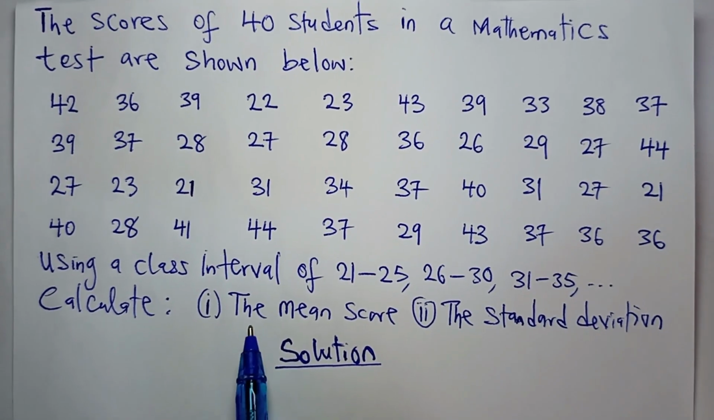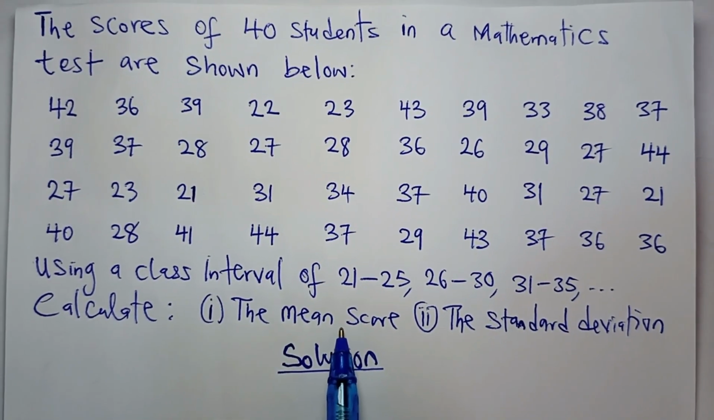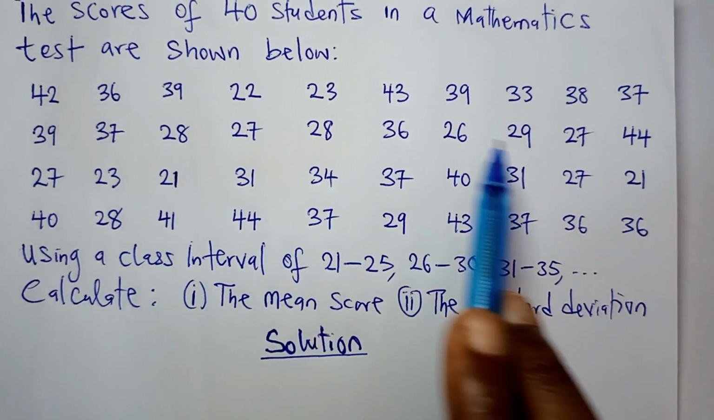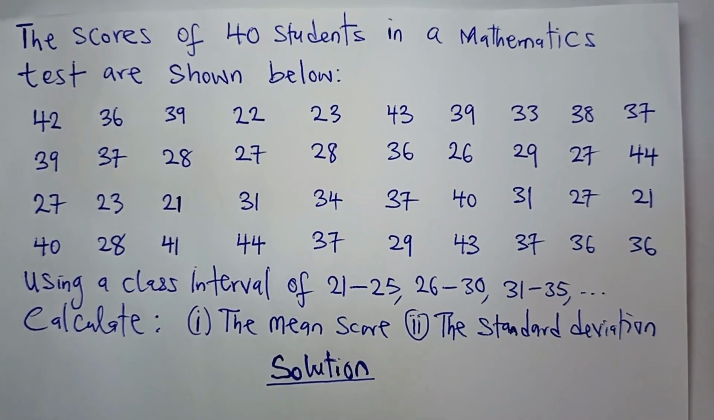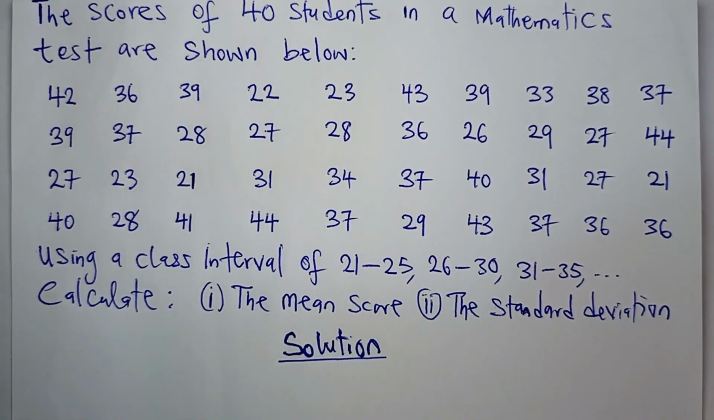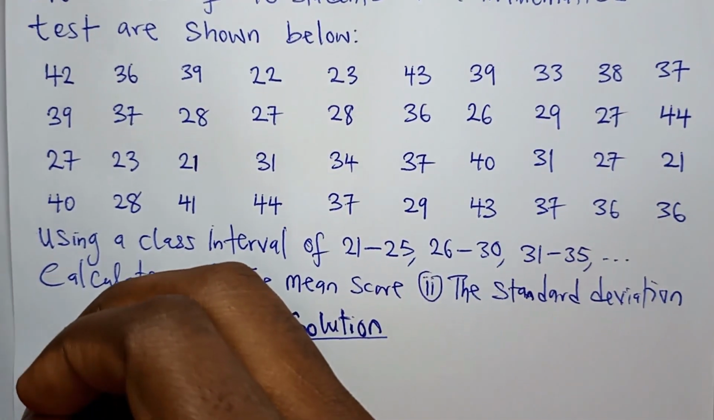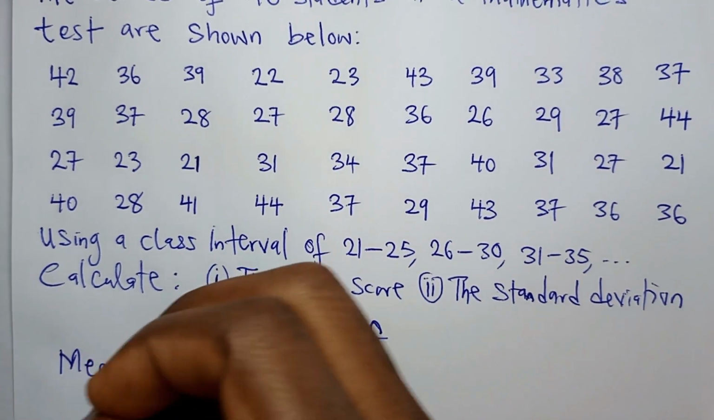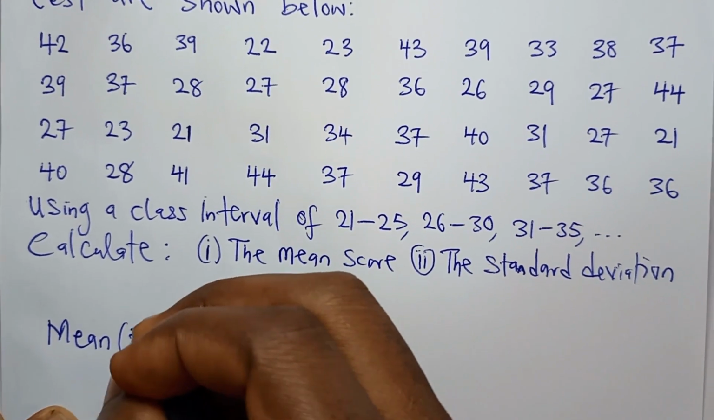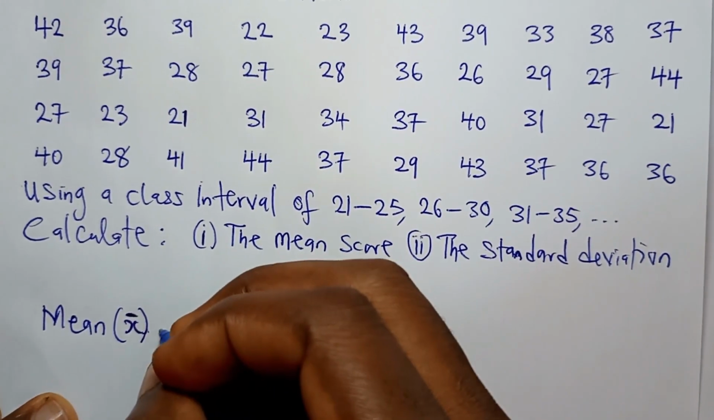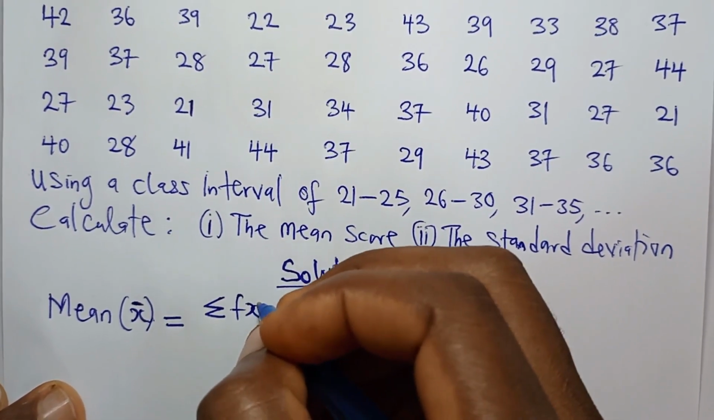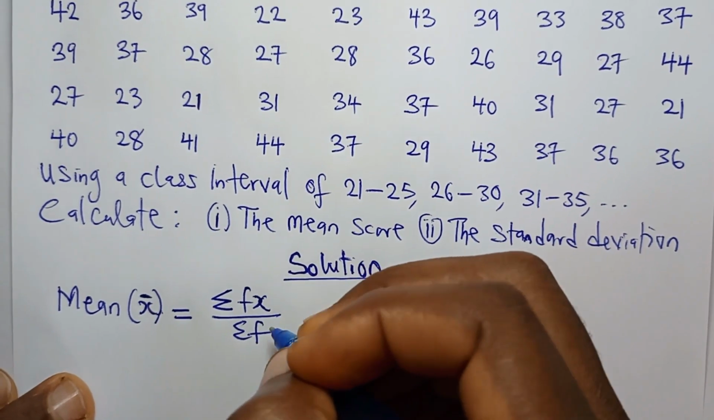Since we're to calculate the mean, and this is a group distribution, that is why you're seeing 21 to 25, 26 to 30. For the mean of a group distribution, without assuming, just the average, this is the symbol of mean. So mean is equal to summation of fx all over summation of f.